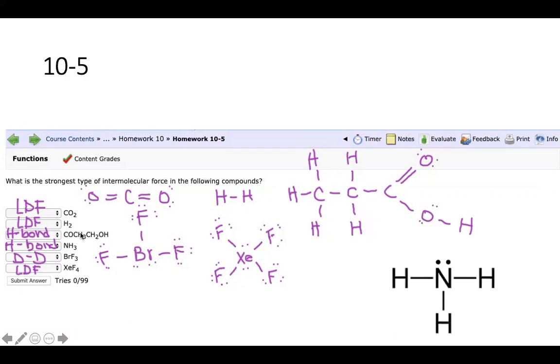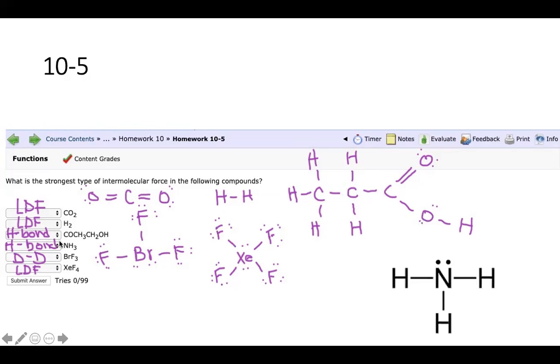Then we have this thick organic molecule over here. So we've got some hydrocarbons, and then we have a carboxylic acid group over here. We can see this OH, and this is going to allow us to hydrogen bond. We have hydrogen connected to an electronegative atom, and this electronegative element also has lone pairs. So if we had 2 of these particles near each other, they'd be able to hydrogen bond with one another. So this is going to be hydrogen bonding for our strongest IMF.